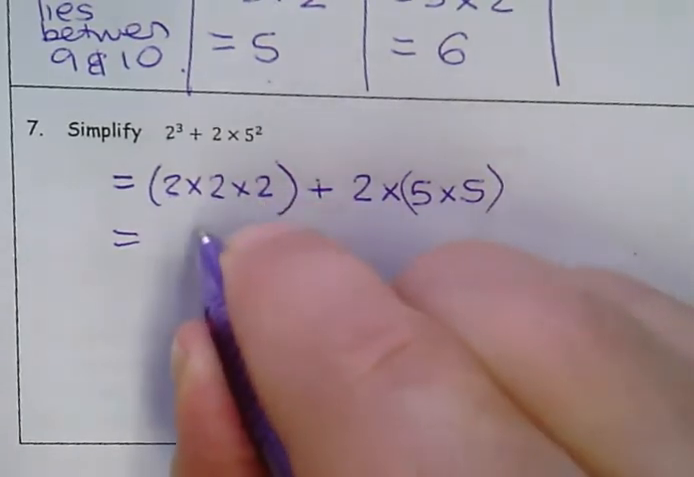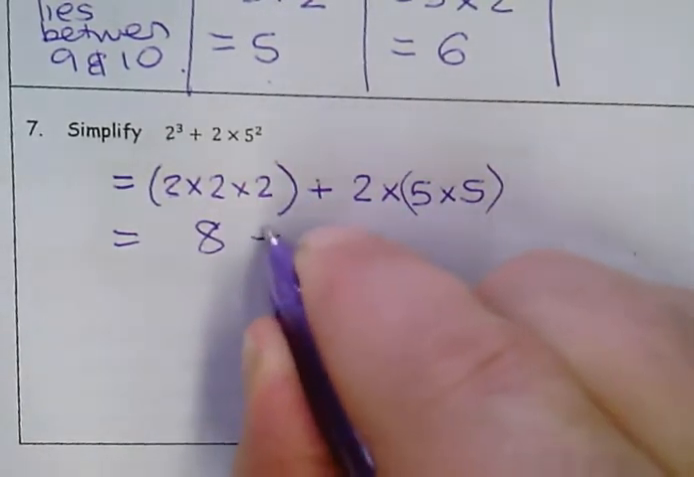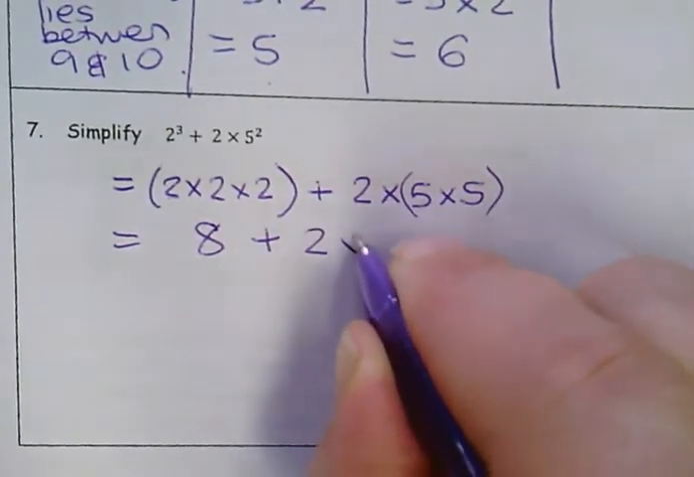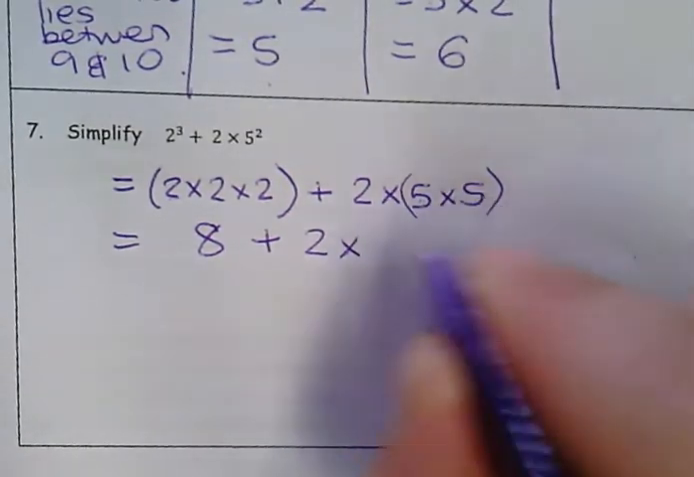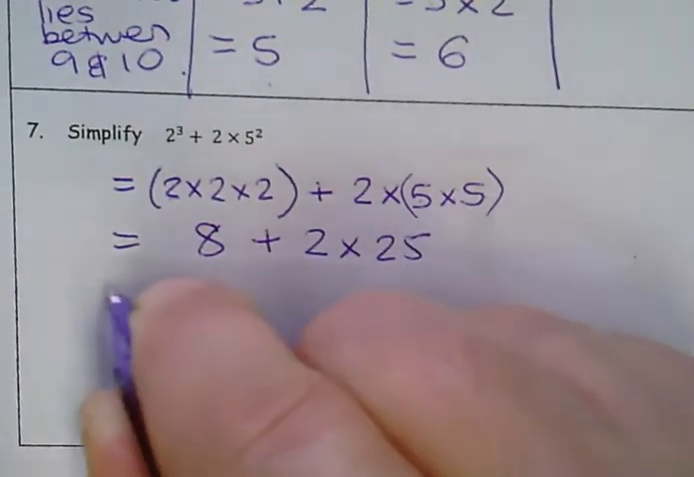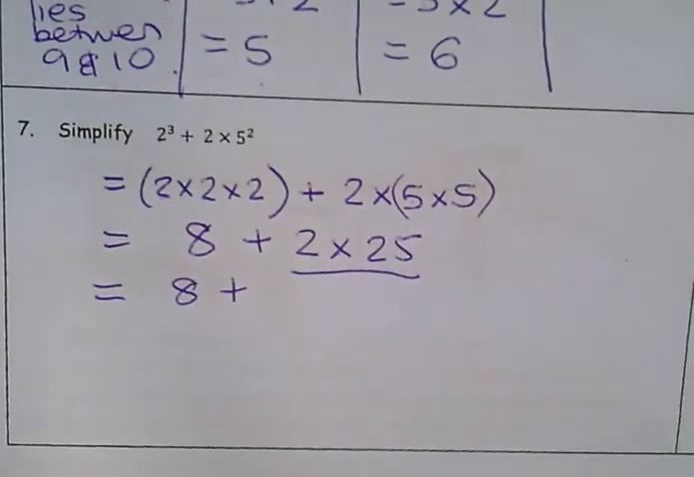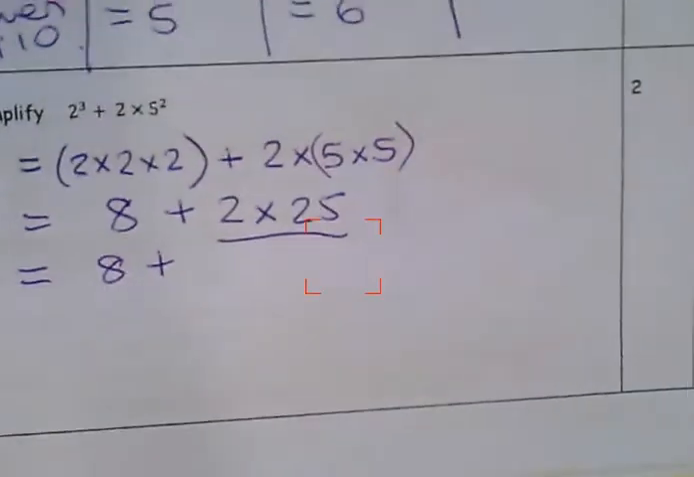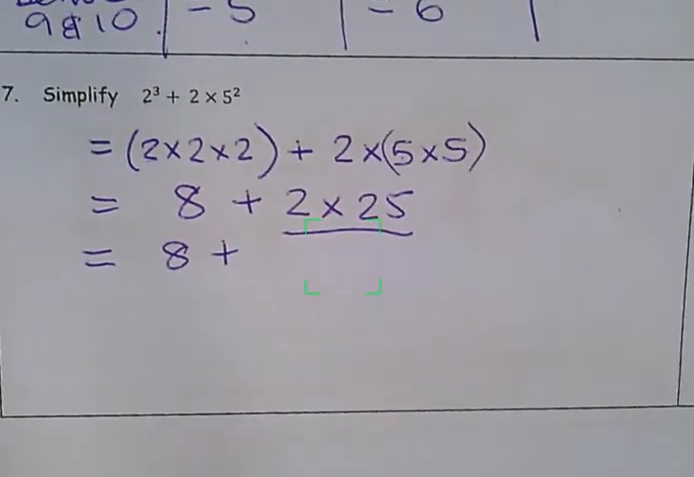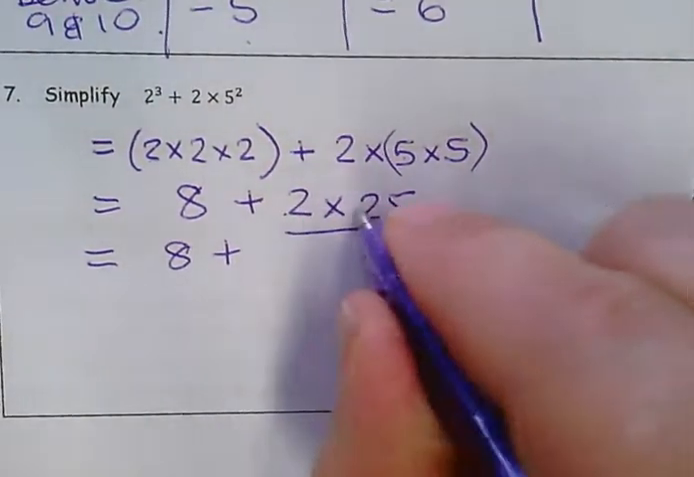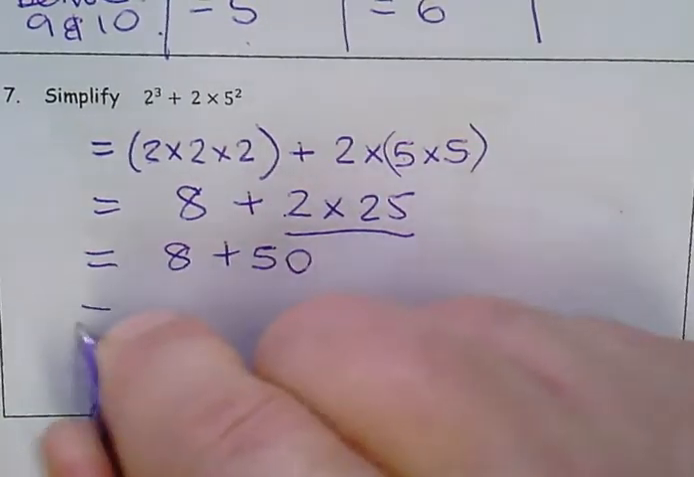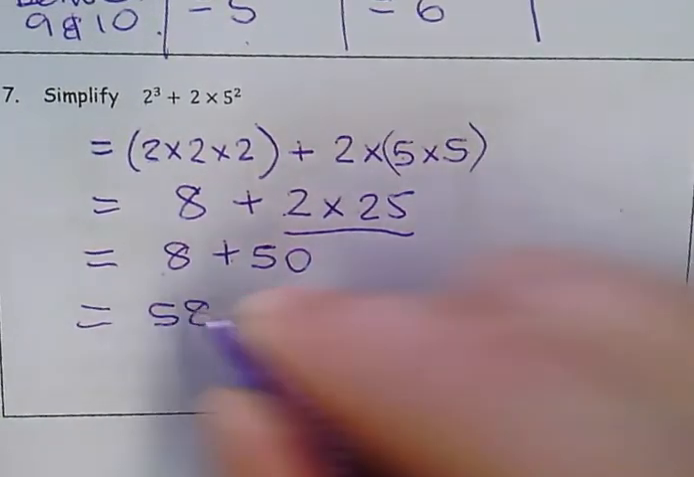Now 2 times 2 times 2 is 8, so we've worked that out, plus 2 times, now 5 squared is 5 times 5, which is 25. So this is 8 plus, we have to do the times, remember our multiplication with BODMAS, or BIDMAS, before addition and subtraction. 2 times 25 is 50, so this will be 8 plus 50, which is 58.